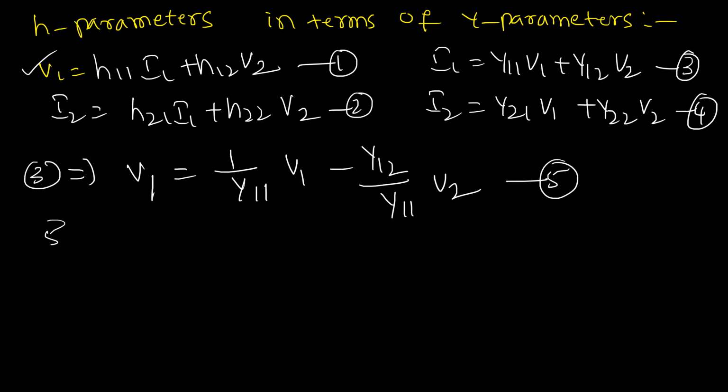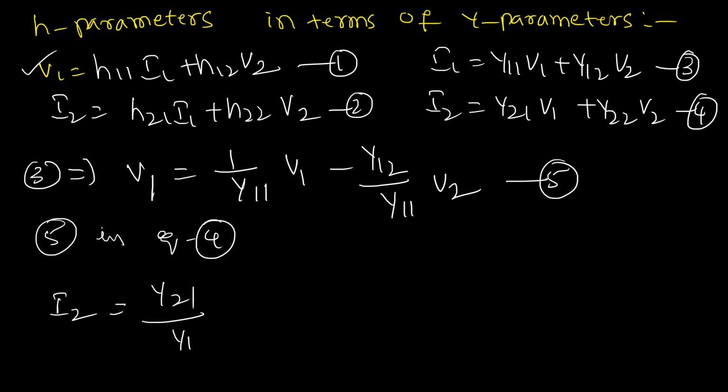Now you substitute this fifth equation in equation 4. Okay, so if we can substitute, we can get the relation for I2. So directly I'm writing here. So I2 will be Y21 by Y11 into V1 plus delta Y by Y11 into V2. Call it as sixth equation. Now you compare this equation with the fourth equation. Then you can get the relations for H21 and H22 in terms of Y.